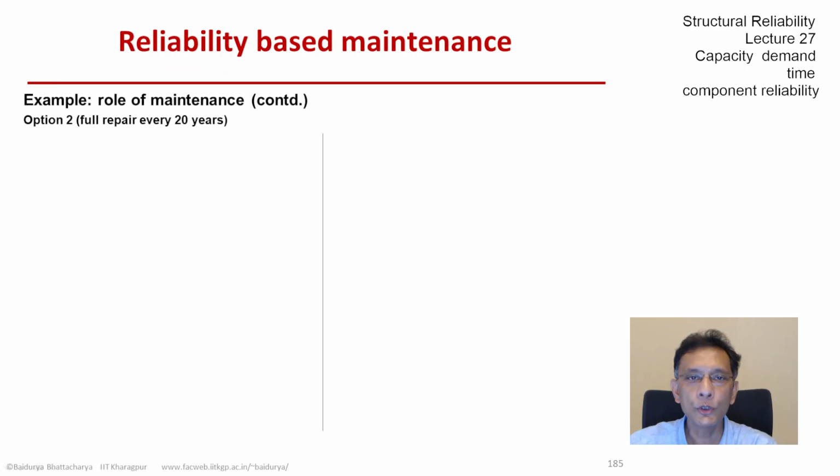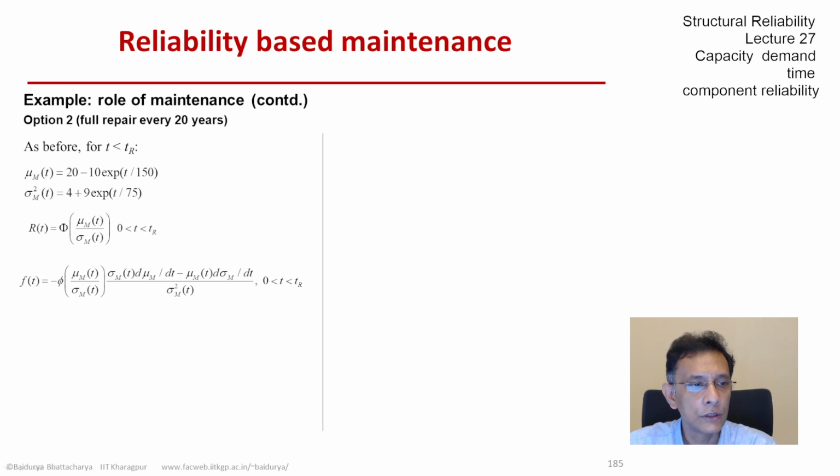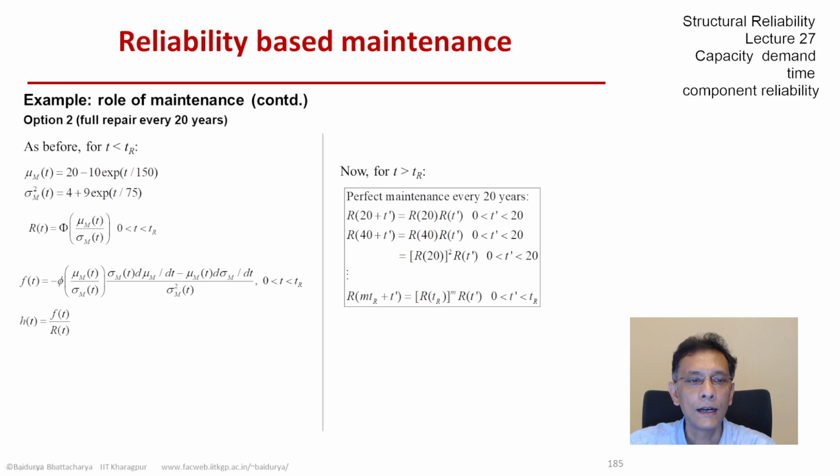Now, in option 2, which is full repair every 20 years, let's first look at the time interval before that first repair time, so before 20 years. Before 20 years, things are basically as before in option 1. So we can find the reliability function, we can find the density function, and then we can find the hazard function. Now, for t greater than tr, we have something interesting going on.